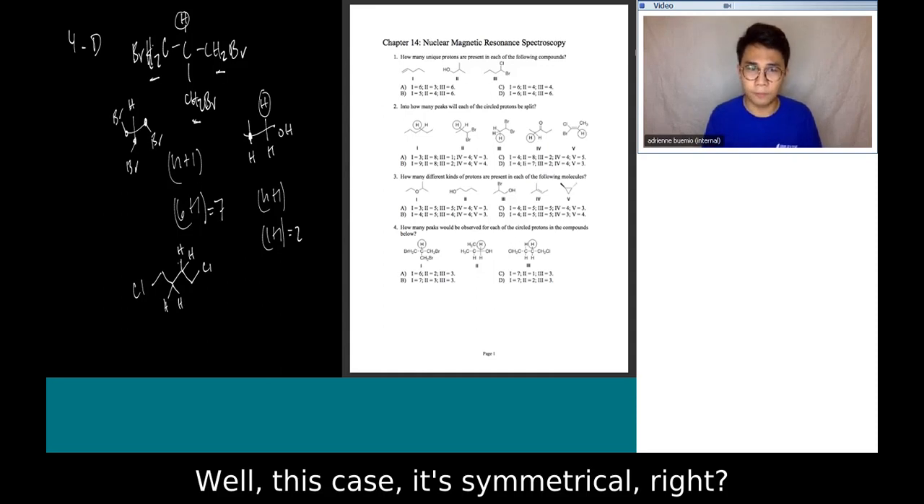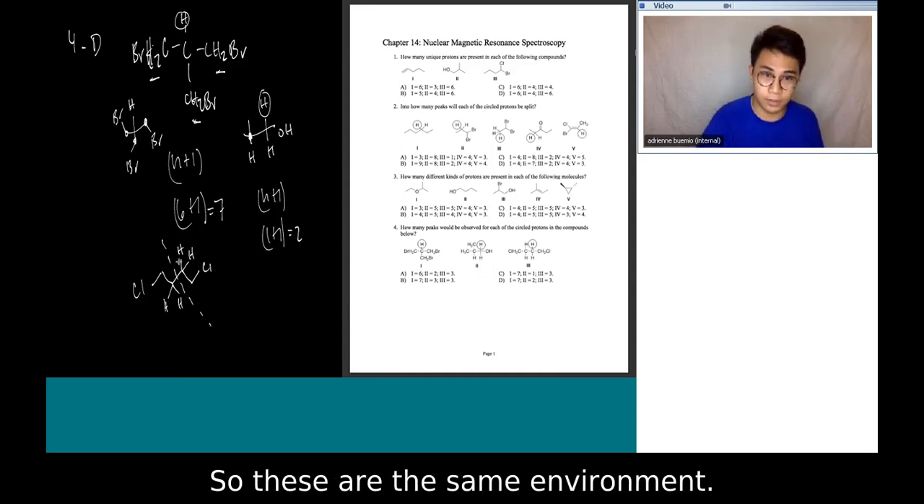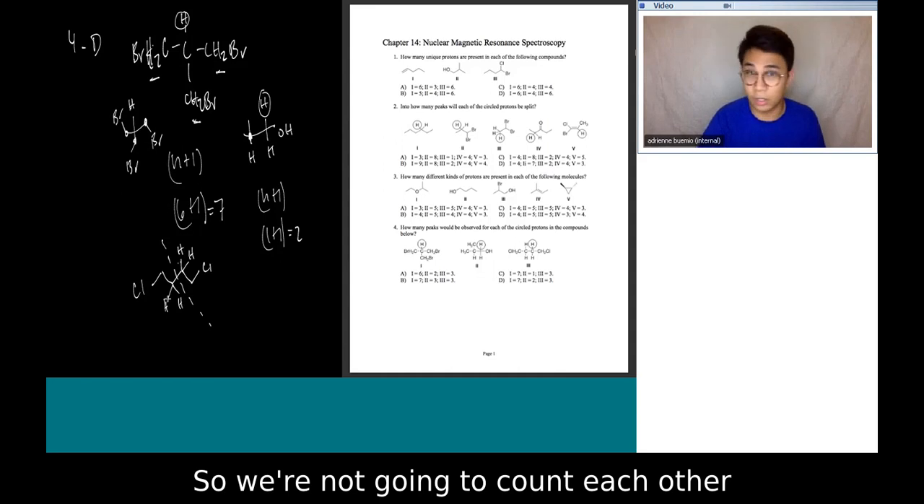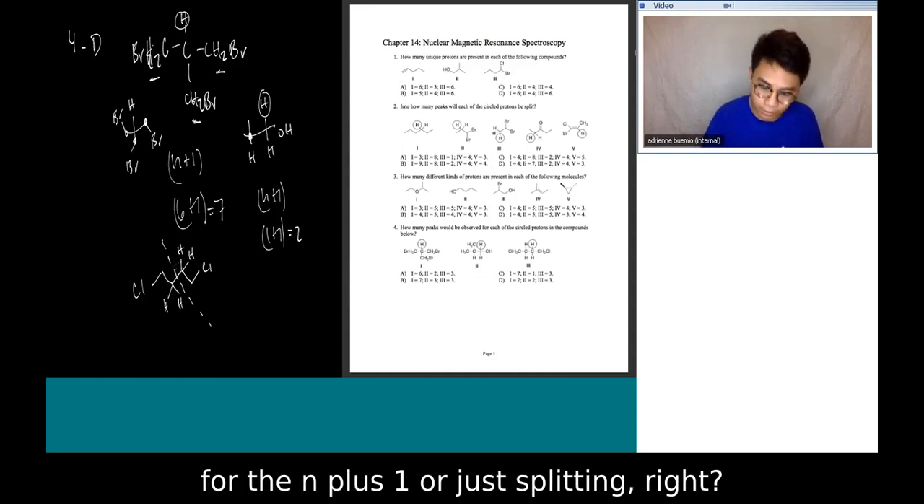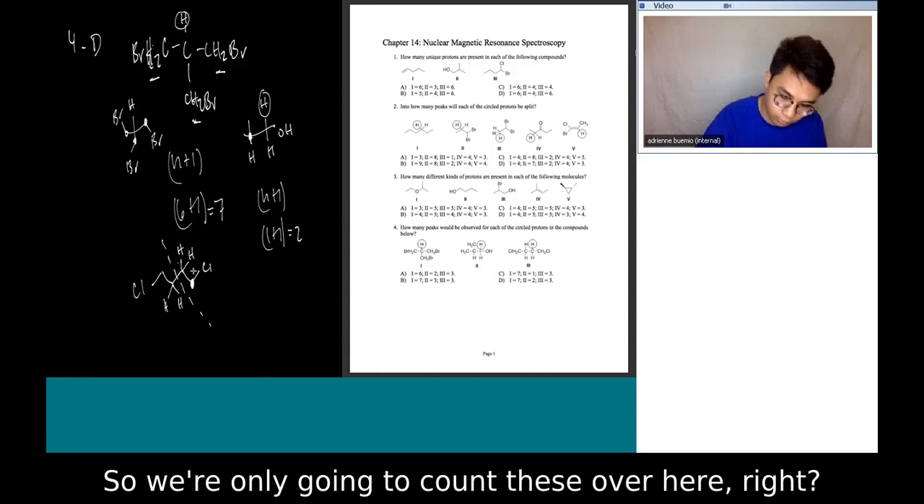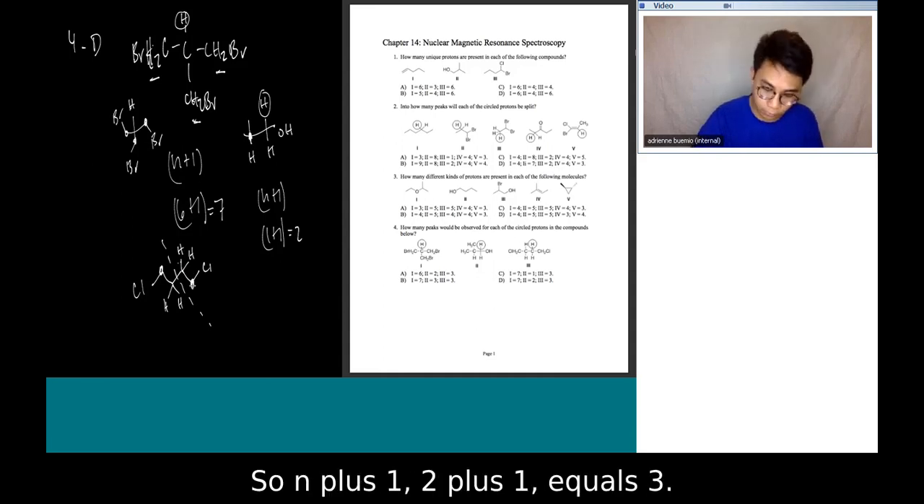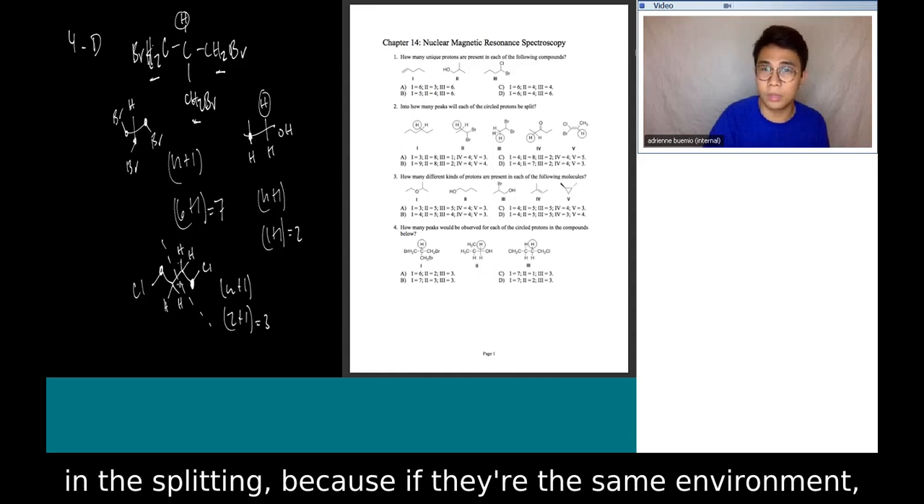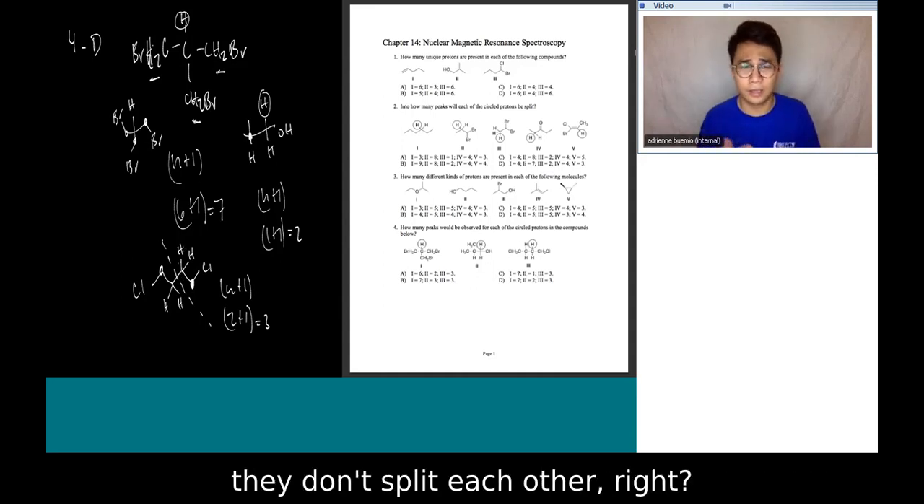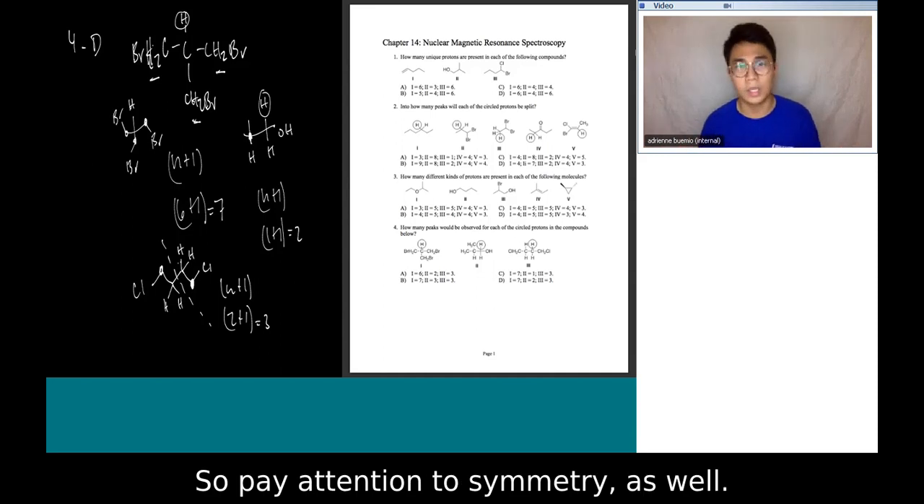Well, in this case, it's symmetrical, right? So these are the same environment, so we're not going to count each other for the n plus 1 splitting. We're only going to count these over here, and these have 2 hydrogens. So n plus 1, 2 plus 1 equals 3. Because these are the same, we don't count them into splitting. If they're the same environment, they don't split each other. That's all there is to it. So pay attention to symmetry as well.